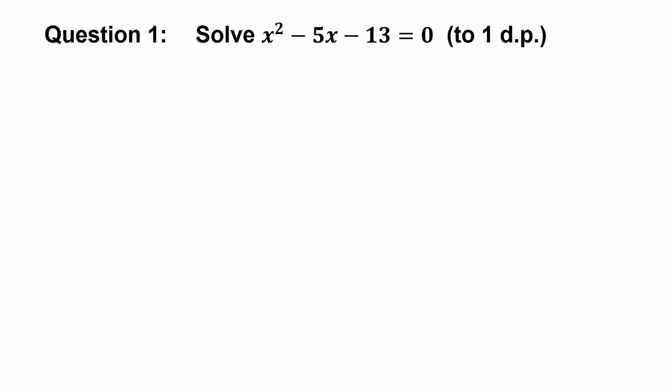So it's time to have a go at this yourself. Question 1: solve x squared minus 5x minus 13 equals 0. And I want the answer to one decimal place. When you're ready, pause the video and come back when you want me to run through the answer.